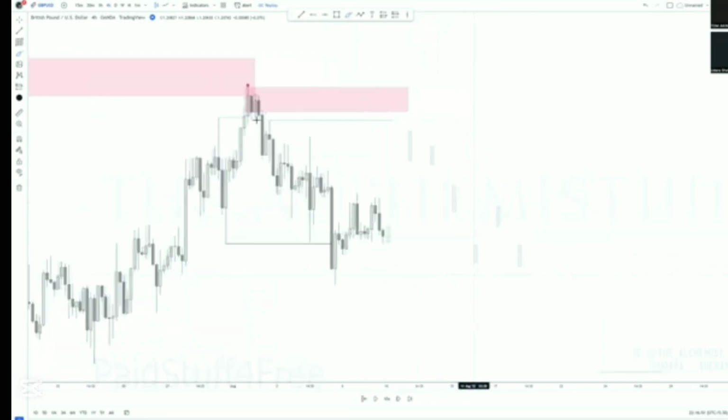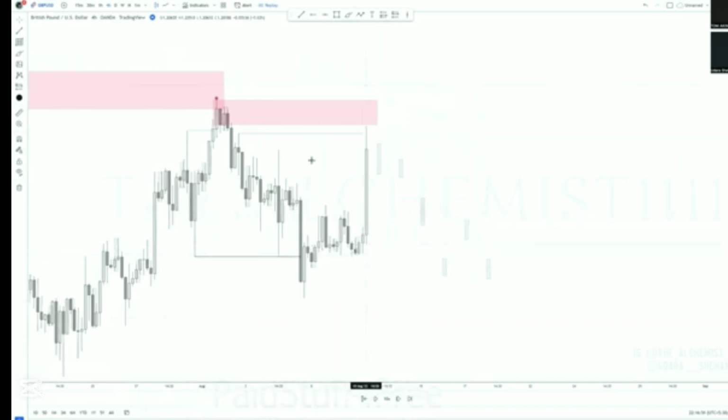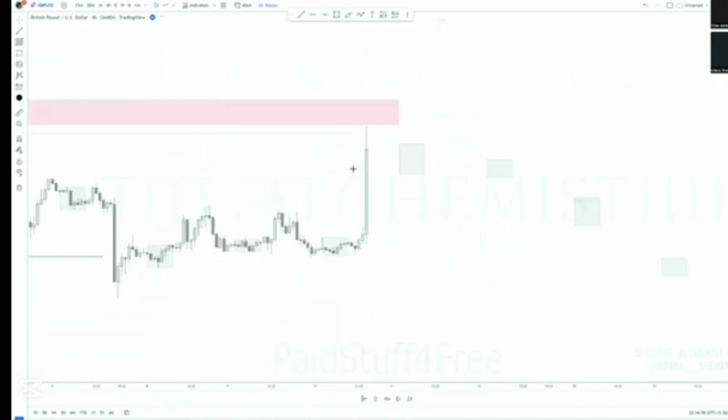And then there we go. So we have another range, not yet. See, let me show you what news did. There we go. That was news. I was looking for a sell from somewhere around here.